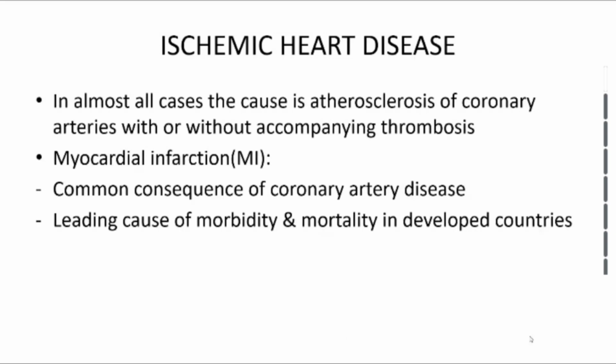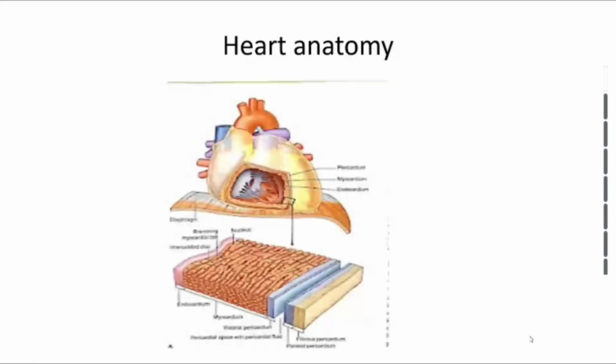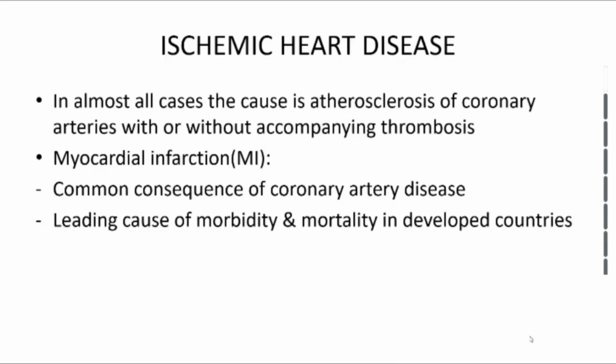So moving on to ischemic heart disease. Having looked at the anatomy and hopefully understood the gross anatomy and even the histology, then you can easily understand ischemic heart disease. Basically, you're talking of ischemia. So for whatever reason, blood supply is cut from getting to the cardiac muscle. So ischemia means the blood supply to the heart muscle is reduced. That is basically either the coronary arteries are narrowed or something blocks them. So in almost all cases, the cause is atherosclerosis of the coronary arteries with or without accompanying thrombosis.